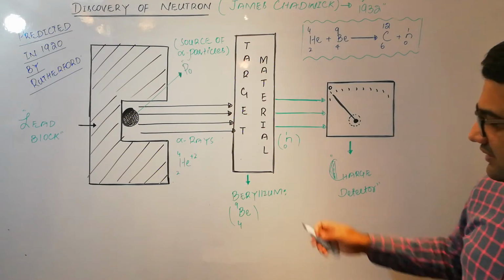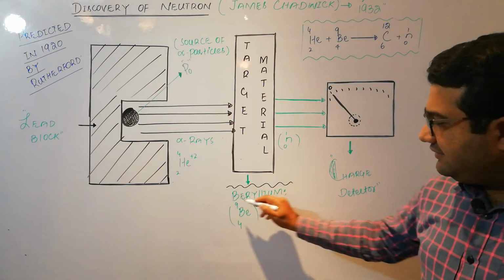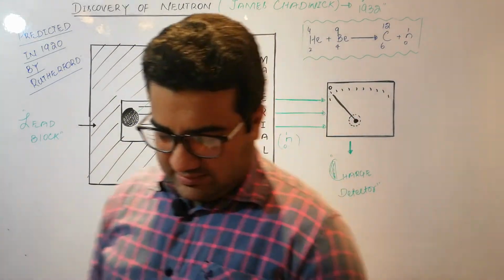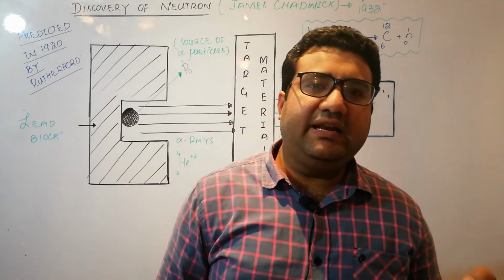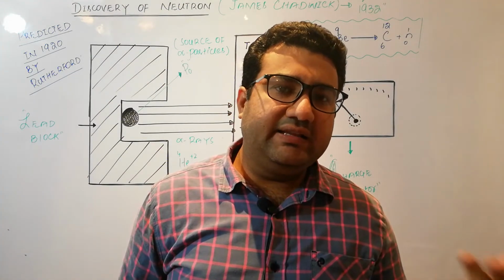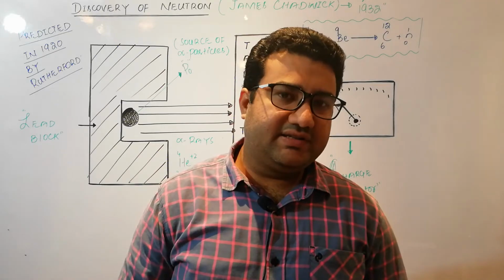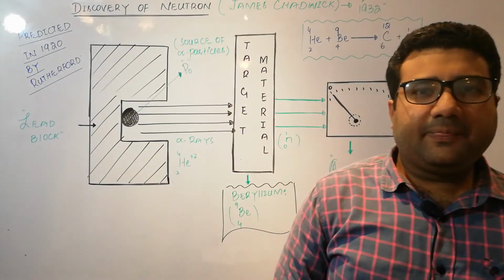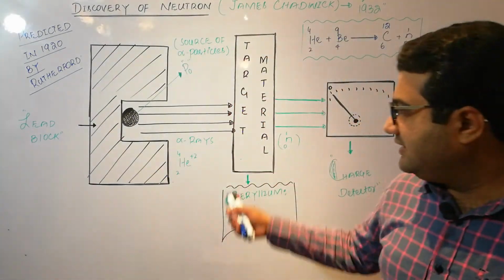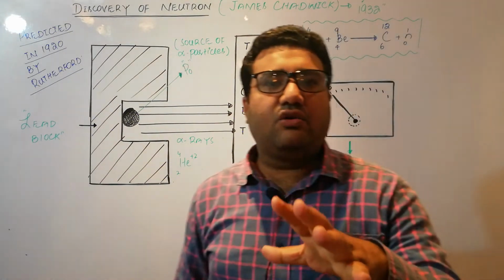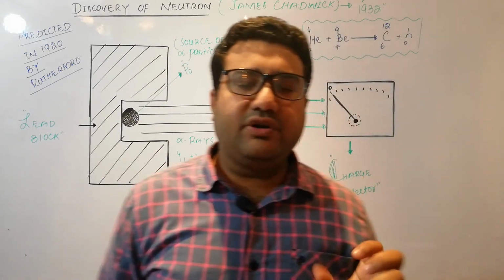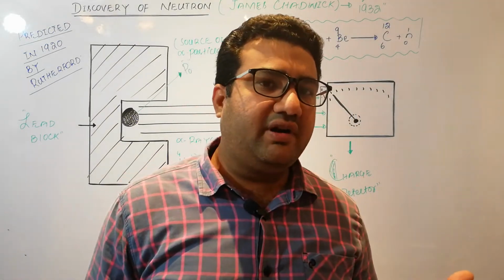There is a question: why was beryllium selected for the discovery of the neutron? Actually, before beryllium, the same experiment was conducted with boron, lithium, and other light elements. But when beryllium was bombarded or irradiated with alpha rays, the most intense outflow of neutrons was seen. Why is this most intense outflow of neutrons seen with beryllium? I am giving you a point.